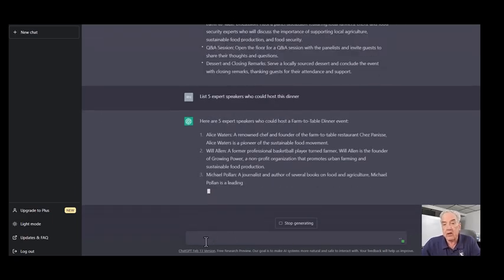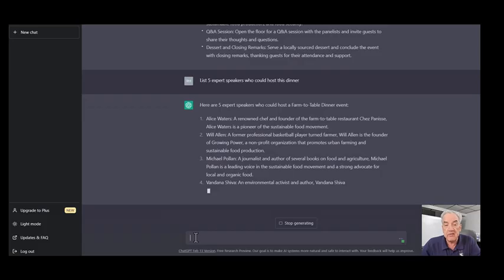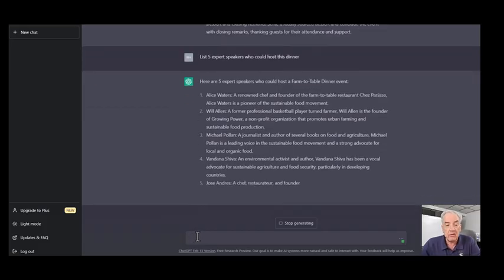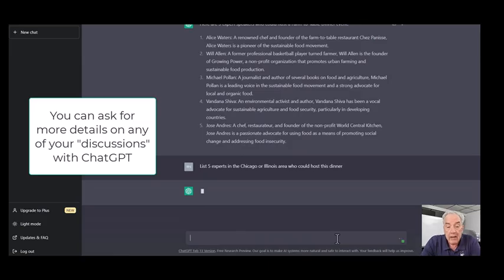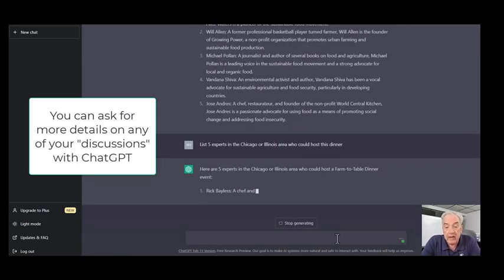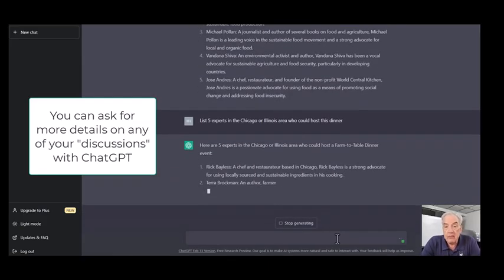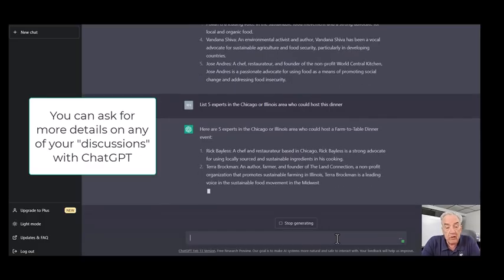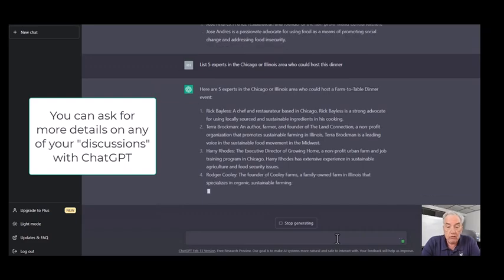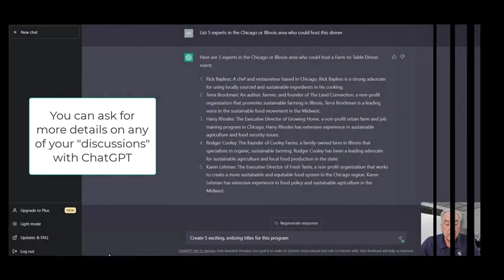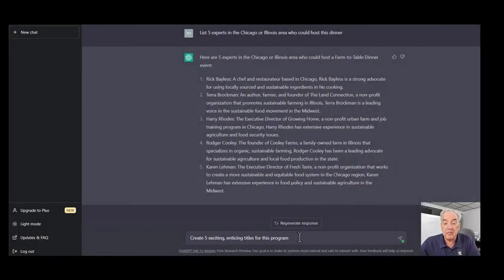Now, this is a Chicago area organization. And so I would like to have people that are close who I might be able to resource as experts. So let me ask that question. So now I want to ask it if there are experts in the Chicago or the Illinois area who I could use. So again, it's going to give me a list. Some of these people I know, some I've heard of, but they're all people that I could approach to be a part of this event. So now I'm going to ask it to give me some titles that would be really exciting to advertise this.